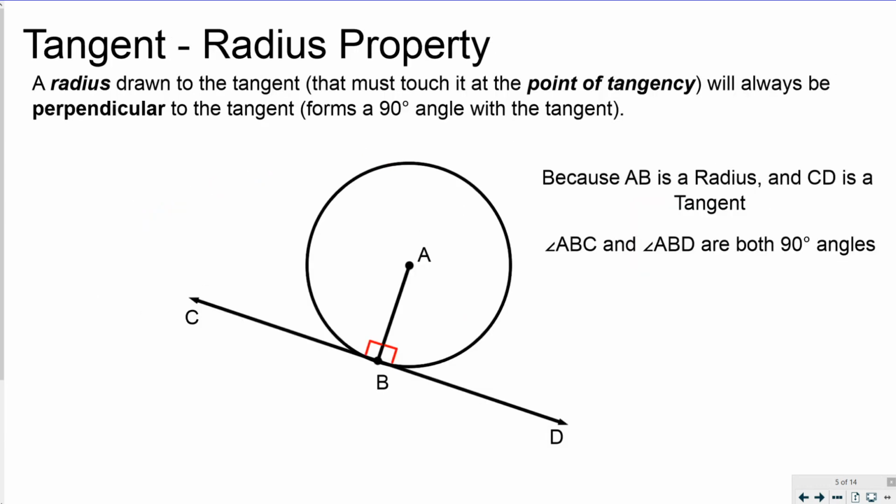So, let's go over some properties of tangents. This one is called the tangent radius property. A radius drawn to the tangent. So basically, if you have a tangent and you draw the radius from the center of the circle to the point of tangency, that means that radius will always be perpendicular to the tangent. So it will always form a 90-degree angle with the tangent. So in short, because AB is a radius and CD is a tangent, angle ABC and angle ABD are both 90-degree angles. And this applies to any tangent and any radius that you draw.